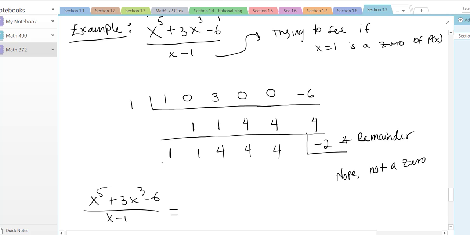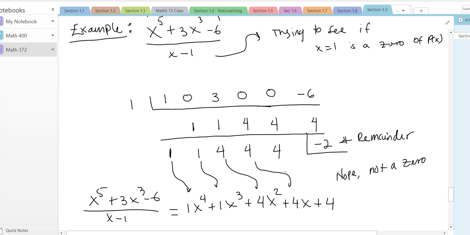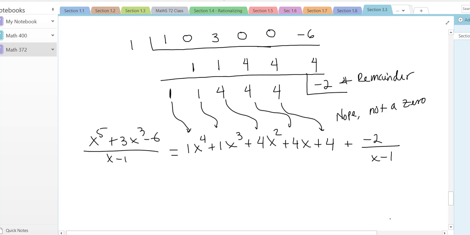So this is going to translate to, notice that we had x to the 5th over x, so it decreases the degree by 1. So these are the coefficients starting with x to the 4th. So I'm going to have 1 x to the 4th plus 1 x cubed plus 4 x squared plus 4x plus 4. So these are my coefficients. And I did have a remainder, so I'm going to have plus negative 2 over the divisor, x minus 1. So that will be the final answer for this.